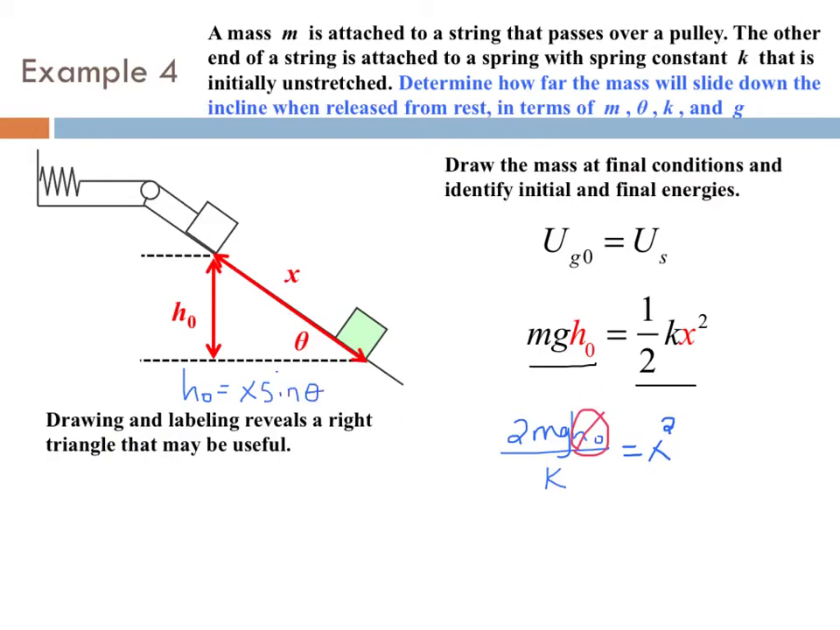So then I can go back over here and replace h naught with x sine theta. This is equal to x squared. And so then I notice one of my x's will cancel out. So it's a good thing we didn't square root earlier. And then our final equation will just be 2mg sine theta over k is equal to x, the distance moved down the ramp.